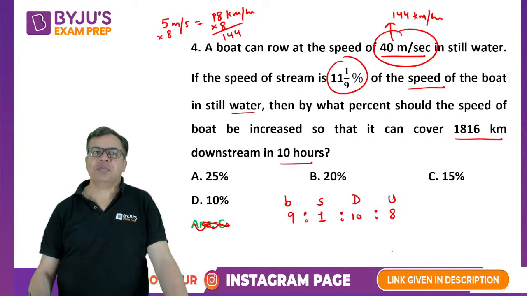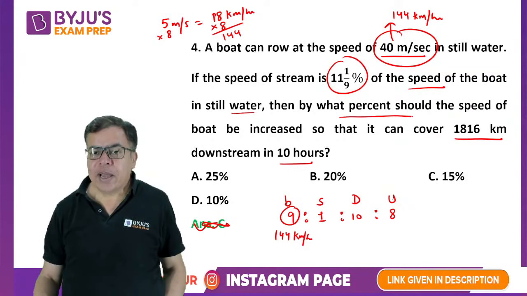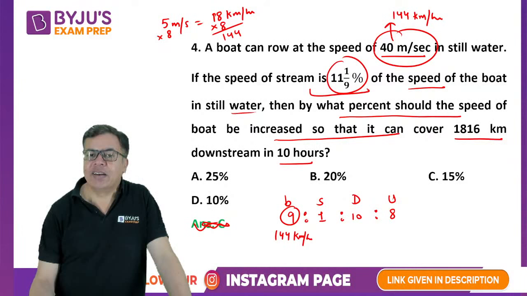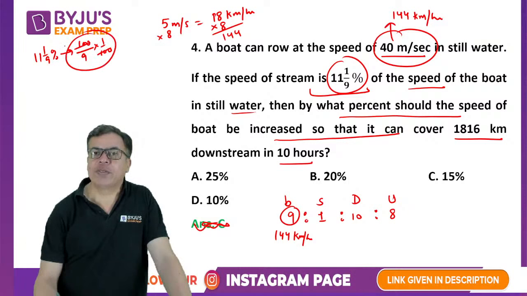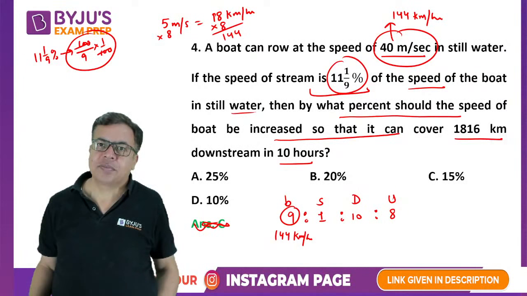Okay. So that means if speed of the boat is 144 kilometer per hour, right? Then by what percent should the speed of the boat be increased so that it can cover 11/9% it is given. 11/9% means 100/9%, percent means, so it is 1/9 of the speed of the boat, right? When you say percent, divide it by 100, you will get the fraction, right?